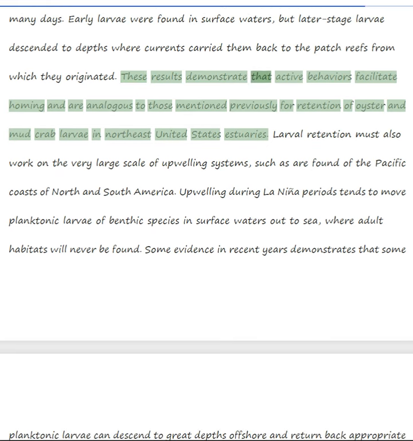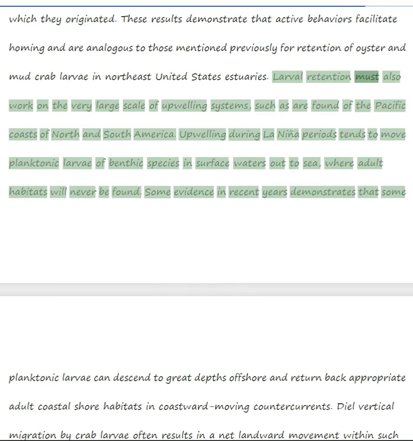These results demonstrate that active behaviors facilitate homing and are analogous to those mentioned previously for retention of oyster and mud crab larvae in northeast United States estuaries. Larval retention must also work on the very large scale of upwelling systems, such as are found off the Pacific coasts of North and South America.